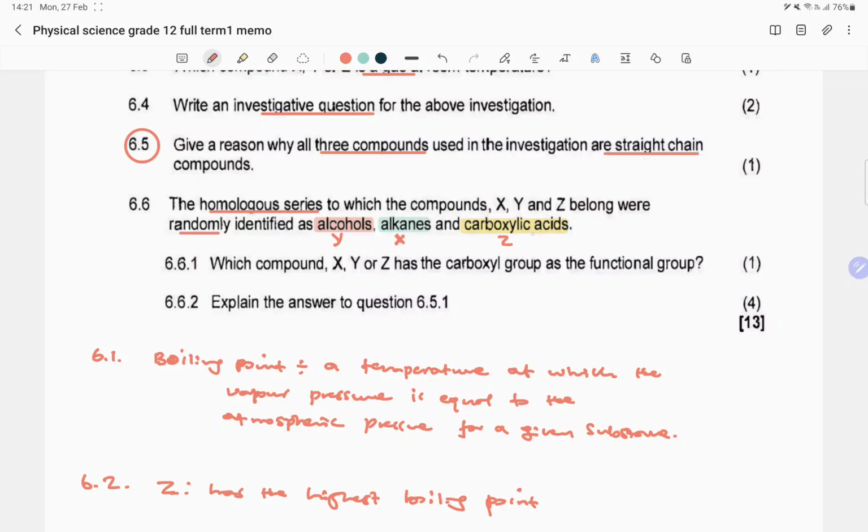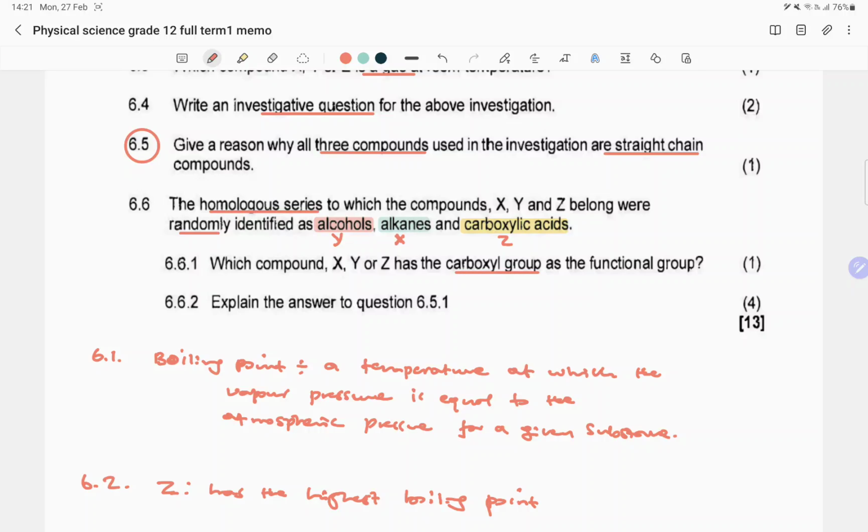As you know, there are 2 sites for action of hydrogen bonds, which are responsible for those high boiling points, compared to alcohols, which only have 1 site for hydrogen bonding to take place. Here it's only weak van der Waals forces, which explains why it has a low boiling point. Now let's answer the next question. Now 6.6.1, which compound X, Y, or Z has the carboxyl group?